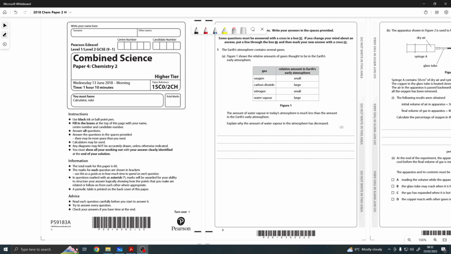So, question 1 says, the Earth's atmosphere contains several gases. Figure 1 shows the relative amounts of gases thought to be in the Earth's early atmosphere. Figure 1's right there. The amount of water vapour in today's atmosphere is much less than the amount in the Earth's early atmosphere. Explain why the amount of water vapour in the atmosphere has changed. Well, water vapour means gas, water gas. Yeah, water is a gas. So, why would it have gone down over time?